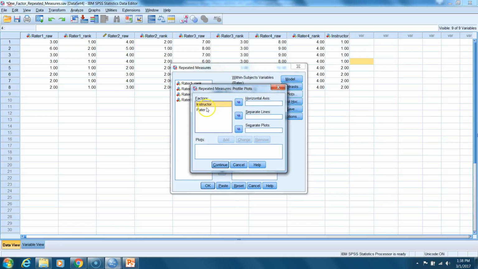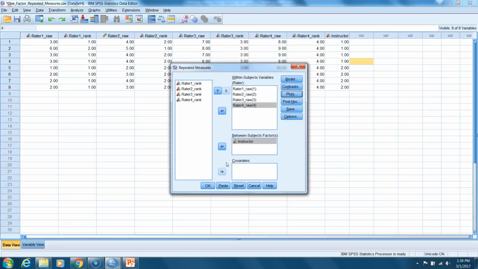Plots, I will use rater as the horizontal axis, and there's only 2 instructors, so we'll separate the 2 lines with instructor, and I'll go ahead and click add and continue. A lot of that should be recap for those types of add-ons and options that we're using. The big difference here is now we're taking the same one-way repeated measures and we're using a between group variable as well. I'll go ahead and click OK.